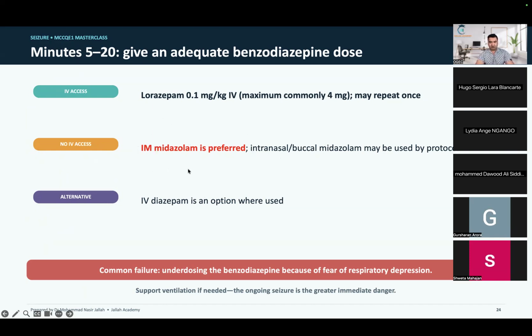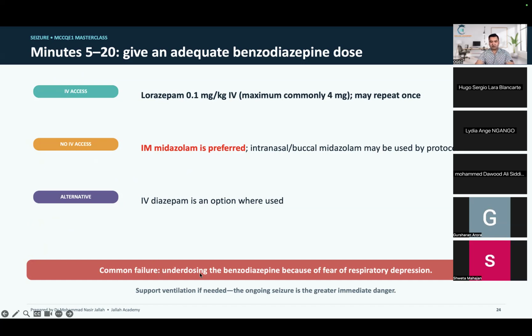This would be a question: you have a patient who is seizing, and the patient has been seizing for 6 minutes now. You're trying to give her IV lorazepam, 0.1 milligram per kg, but you fail to find the vein. What is the next best step? What is the best next step if I cannot find the vein or I cannot open an IV? I give him IM midazolam.